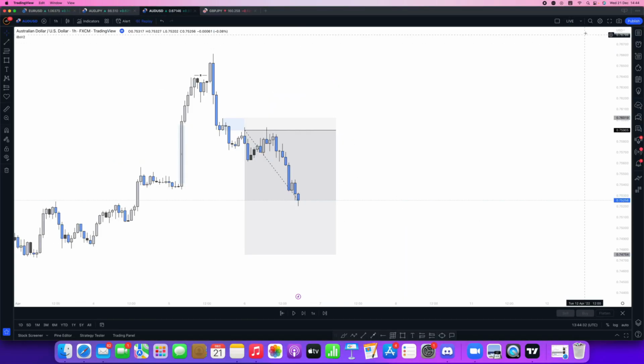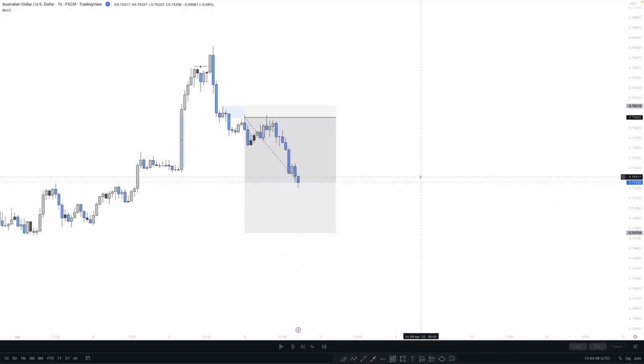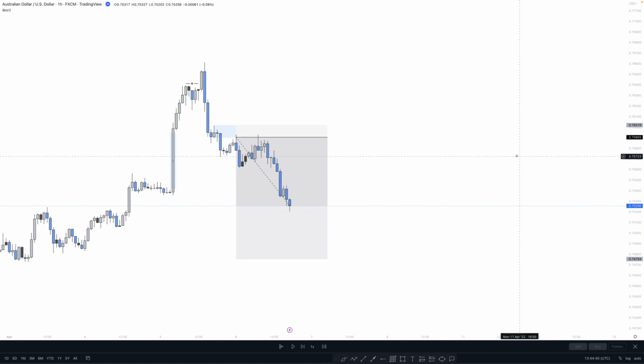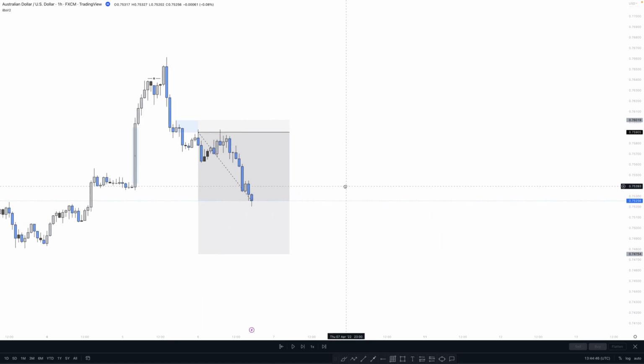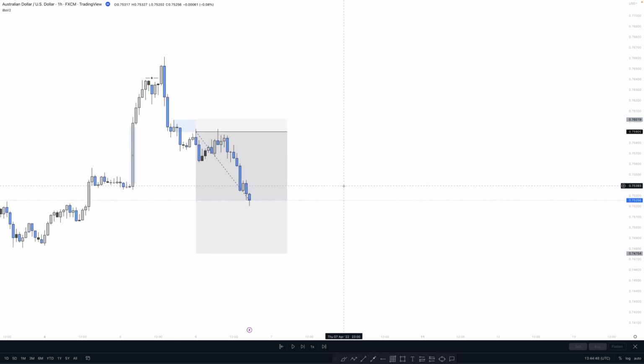Okay guys, in this example here, I'm gonna show you a continuation trade. I took this trade. I was live in this trade this year. It was a really nice trade. So again, an example of what happens when price action shows you weakness to the upside. So everything is about price action.